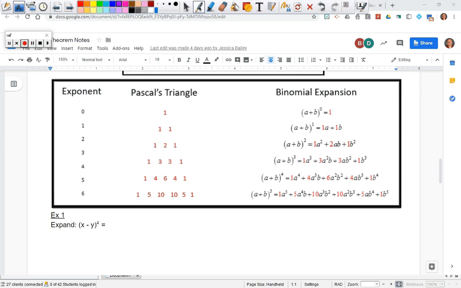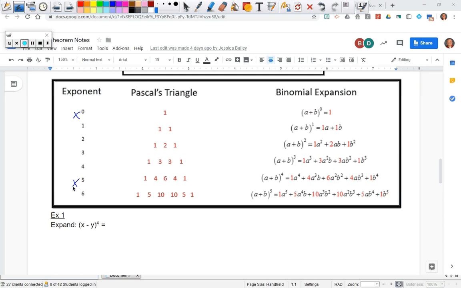Hey, nice try. So the one that I was wanting you to see is that if it's x to the 0, how many terms? 1. If it's x to the 5th, how many terms? 6. If it's x to the 100, 101. So you always have one more term than the power.